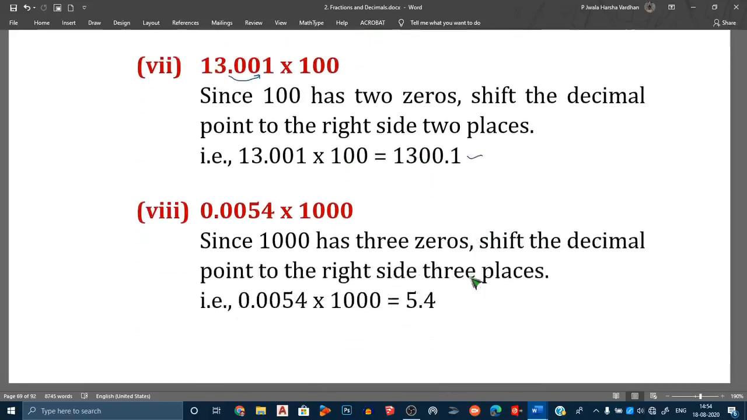The next, 0.0054 into 1000. Here 1000 means 3 zeros, means you have to shift the point 3 digits. So now it will become 0005.4 actually. No need to write the 3 zeros here. That will become 5.4 only. So we can omit these three zeros, and it will become 5.4.